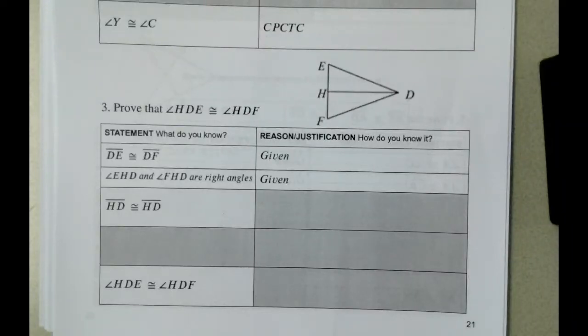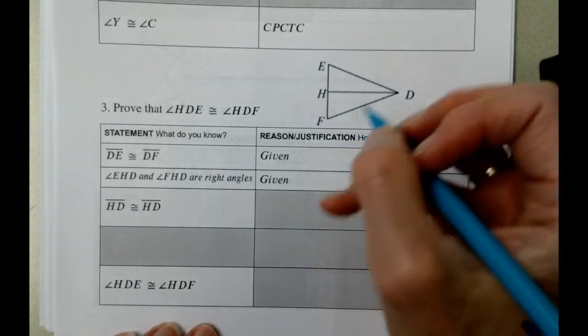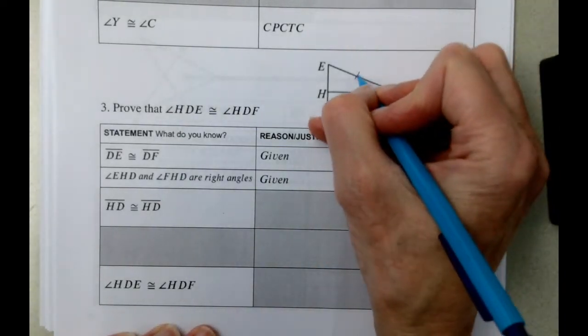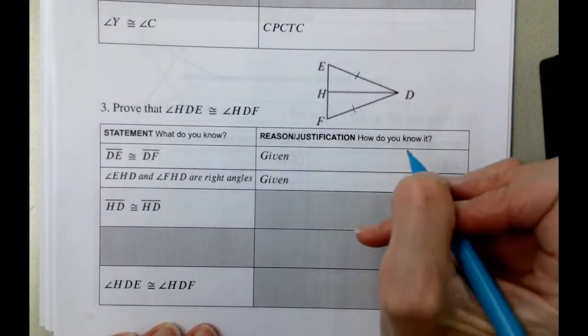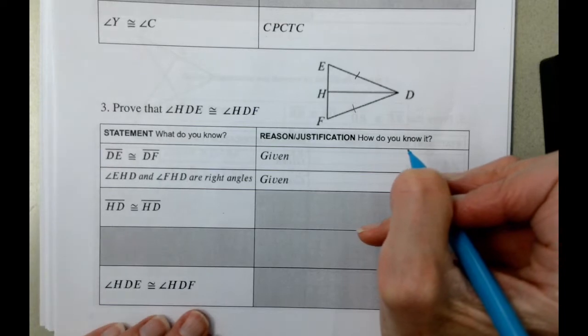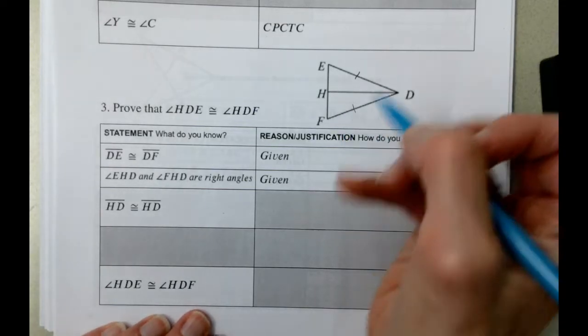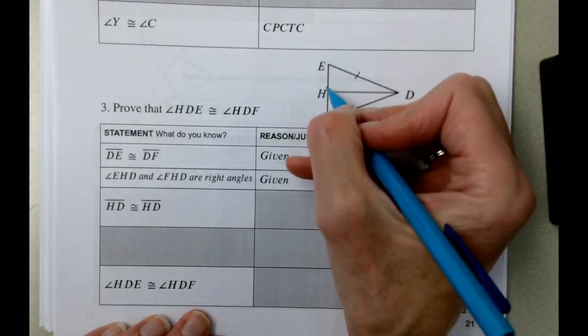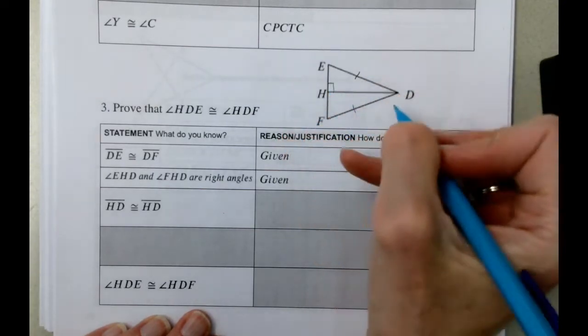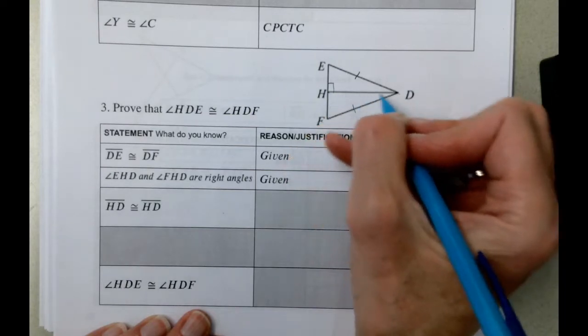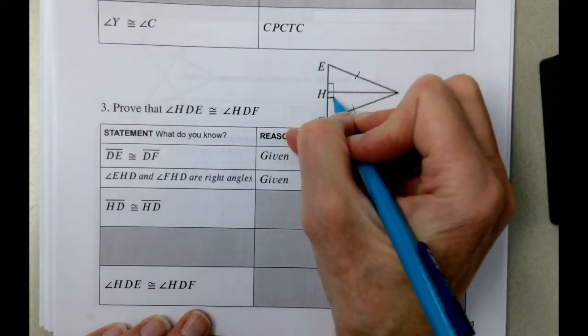Problem number 3. We want to prove that angle HDE is congruent to angle HDF. And first of all, what we're given is that DE is congruent to DF. And the second piece of given information is that angle EHD as well as angle FHD are right angles.